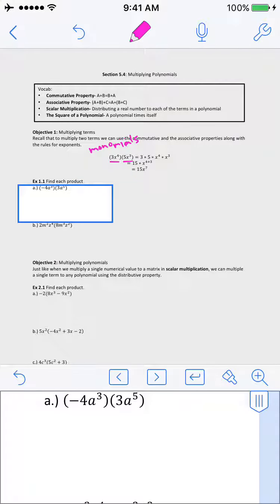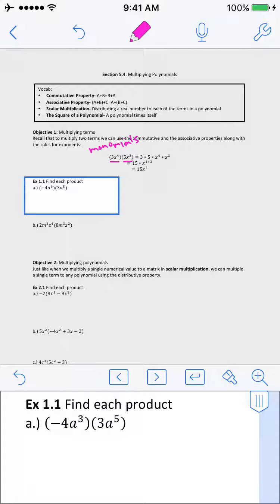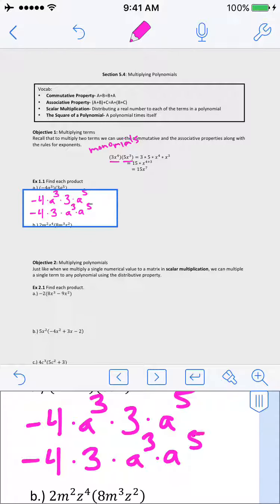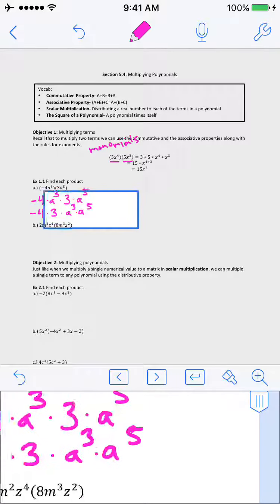We'll try out these two monomials. We've got negative 4a cubed times 3a to the fifth. And I know we've got some parentheses set up here, but even so, we know it's all multiplication, so we can rewrite this as negative 4 times a cubed times 3 times a to the fifth. Now we can use that commutative property where we rearrange stuff, right? Commutative means I can switch it around any order I want, right? So I can rearrange it as negative 4 times 3 and a cubed times a to the fifth. So I put the variables together and I put the numbers together. And then I can simplify that down.